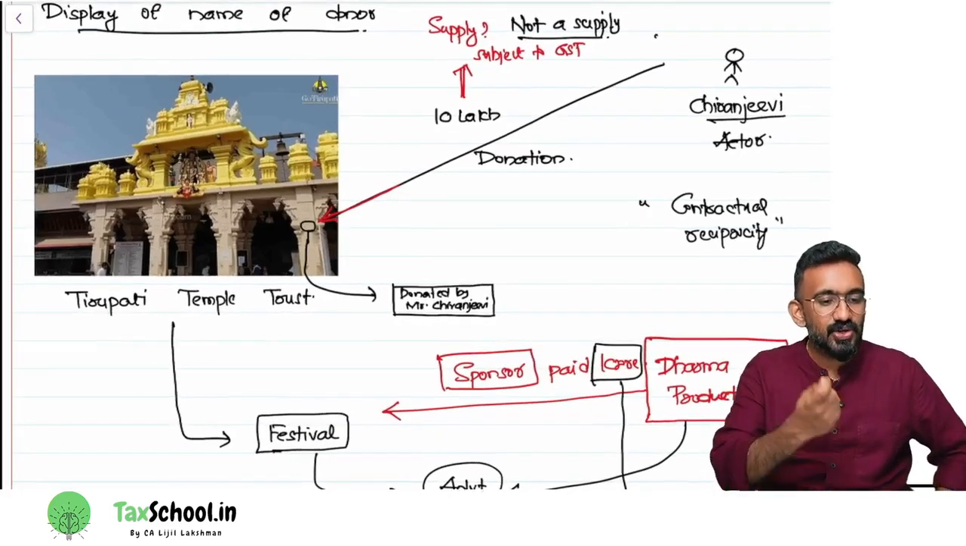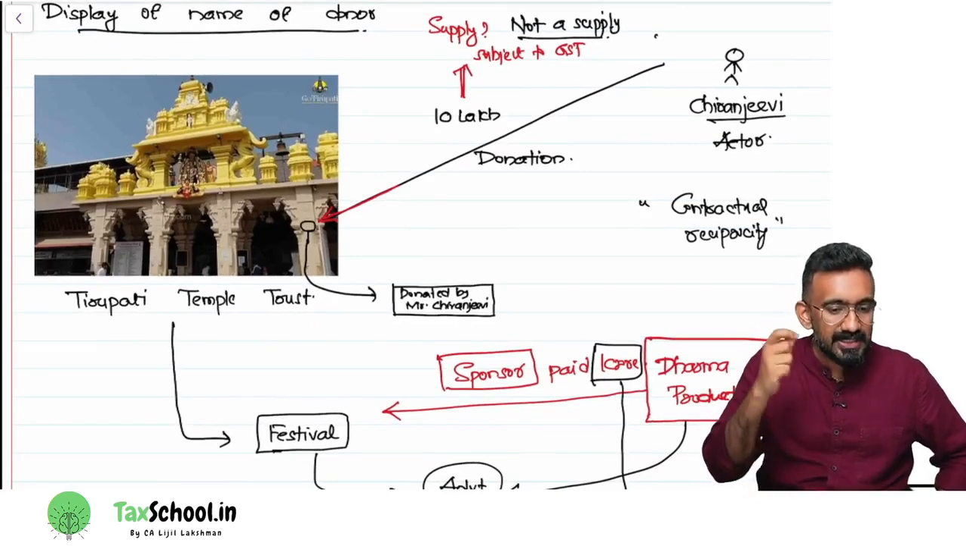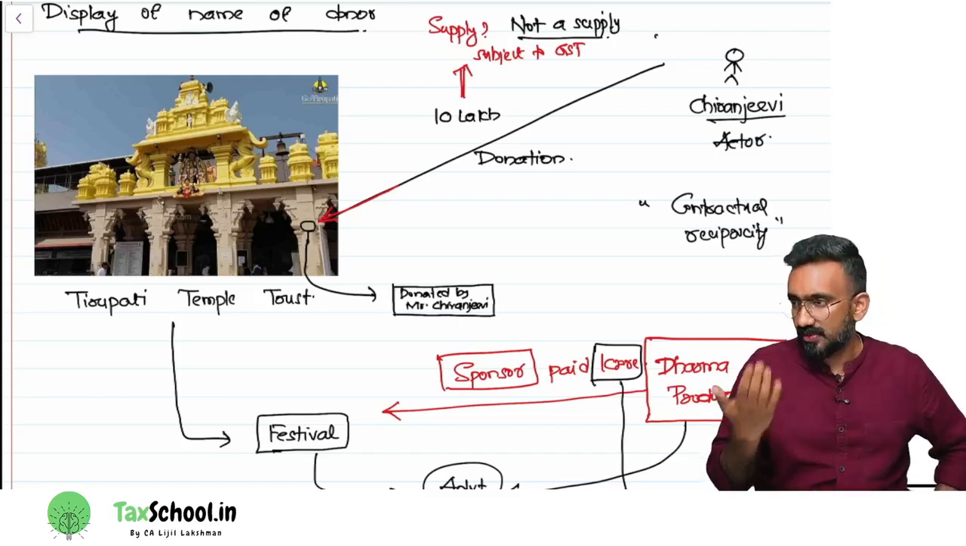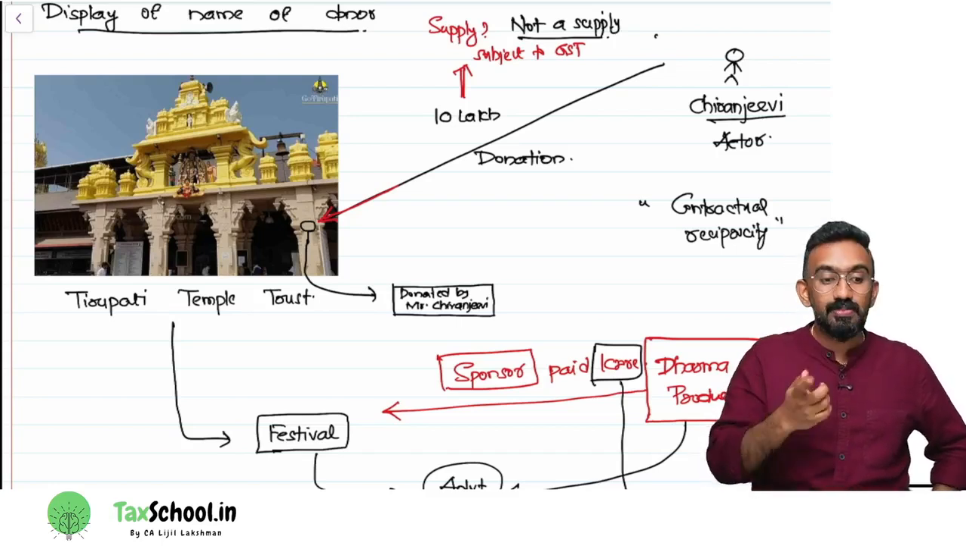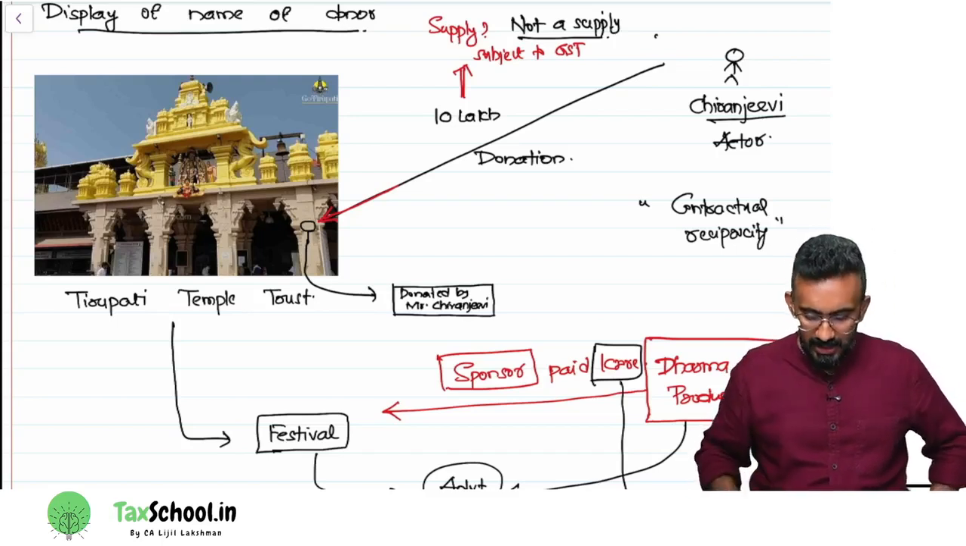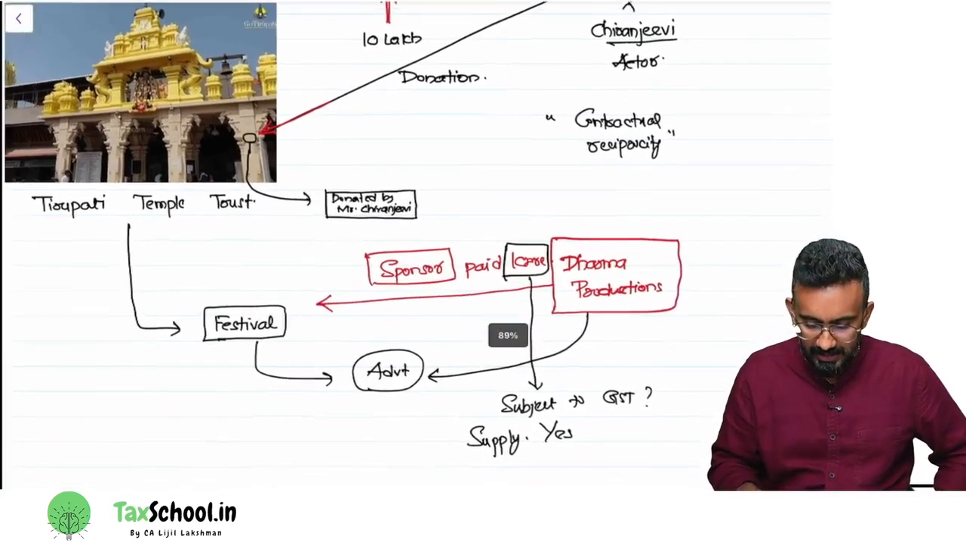And what has Chiranjeevi got in return? The Tirupati Temple Trust has written the name of Chiranjeevi Garu in the premises. So Chiranjeevi Garu is getting publicity there. So would it become a supply is the question. Okay, next. Before you answer that question, there's a circular clarification. I wanted to put another case there.